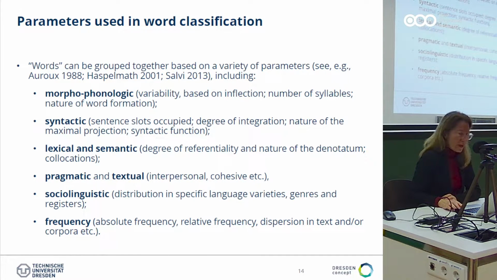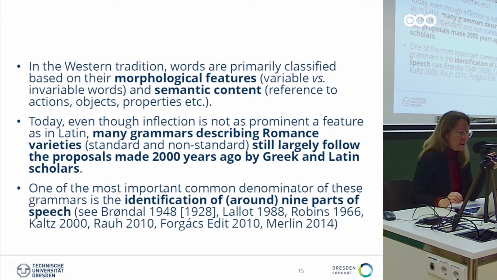Okay, so in the Western tradition, the most important parameter is, I say all this because that's what we find in corpora, the first parameter: words are primarily classified based on their morphological features, so if they are variable or invariable words. Today, even though inflection is not as prominent a feature as it was, for instance, in Latin, many grammars describing Romance varieties still largely follow the proposals made by the Greeks and Latins 2,000 years ago. One of the most important common denominators of these grammars is the identification of plus minus 9 parts of speech.